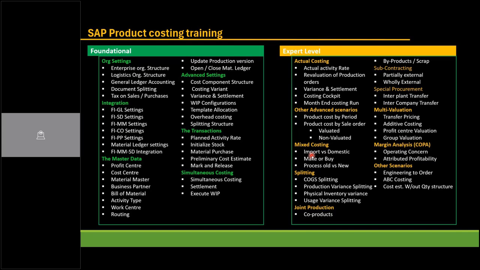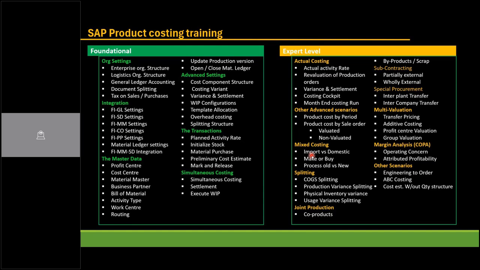Then we will look into splitting. We will look at cost splitting, production variance splitting. However much you are in control of numbers, you still might have physical stock variances. Then you might have some usage variances, etc., at the end of the month. How do you apportion them back to the production? That is something we will look into, the usage variance splitting. Then joint production, then we will look into subcontracting, special procurement.